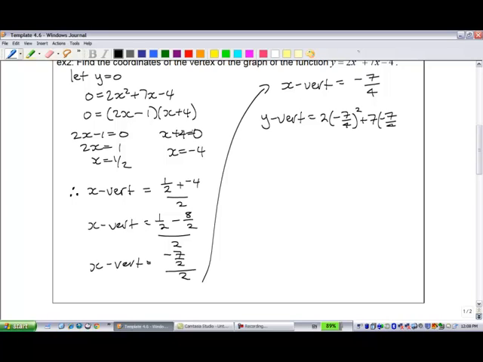Sorry, negative 7/4 into the function, and solving. Now certainly you could do this using your calculator, getting a nice decimal answer. I'm going to do it exactly just to show that it's not terribly difficult.